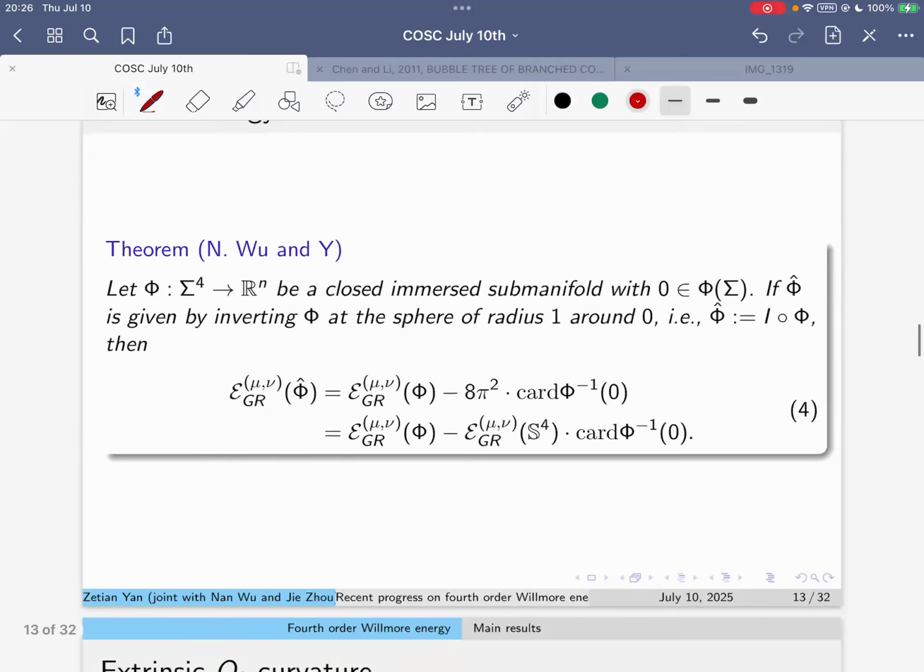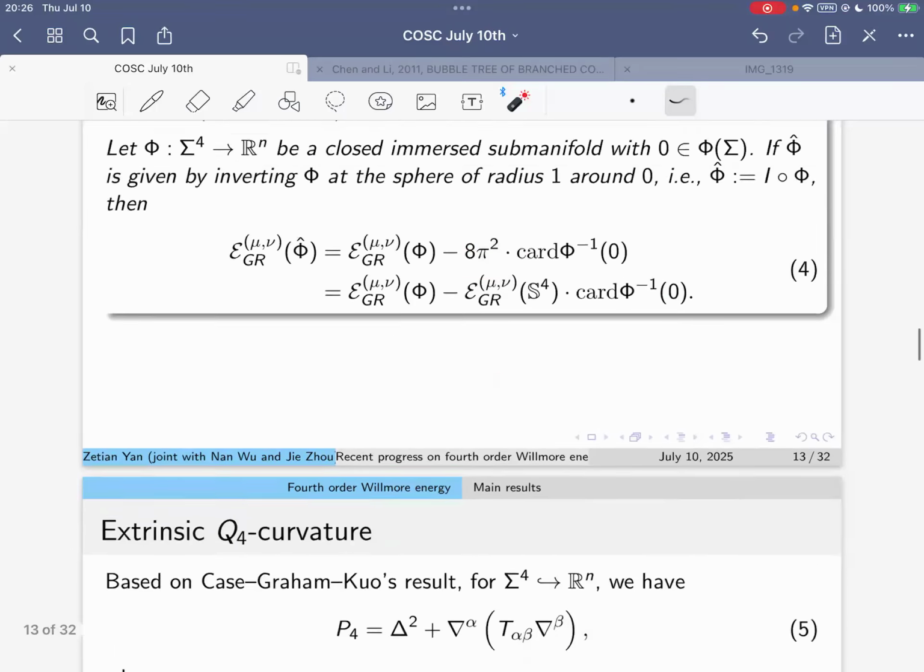For this reason, we calculate the loss of the energy under the inversion. And we find that it is totally similar to dimension 2. Here, we assume 0 is exactly a point on our hypersurface or submanifold, and we consider the inversion centered at this point. We find that we will lose the energy. This is the energy of the sphere times the number of preimages.